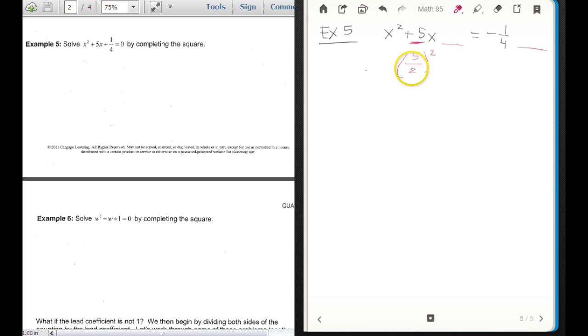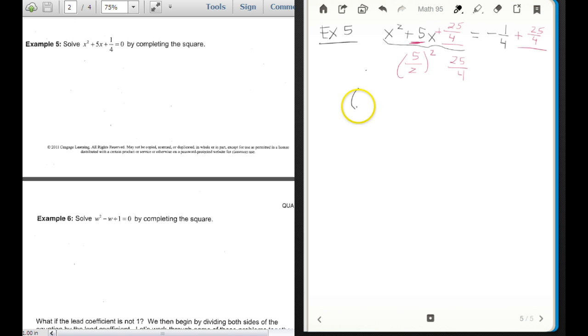5 over 2 isn't anything nice, and let's not go to decimals, but I do know that that's 25 over 4, if I apply the exponent to both pieces, numerator and denominator. So let's just work with the fractions: 25 over 4 right here, and that's a plus, by the way, we have to add that, plus 25 over 4, and do the same thing over here, plus 25 over 4. Now let's see what we have when we try factoring the trinomial on the left side, because that's our next step.